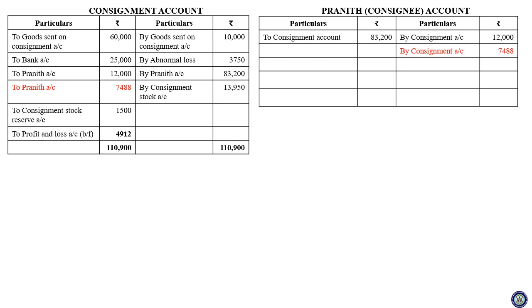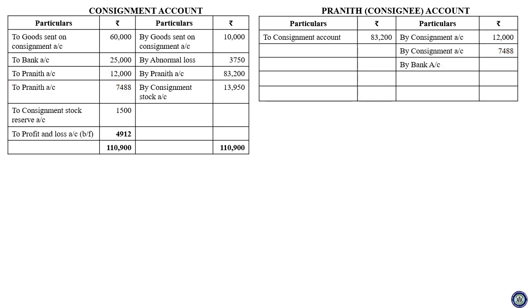So in this problem, there is no bill drawn on the consignee, so the bills receivable entry will not come. So the balancing figure is transferred to bank account. Balancing figure, bank, you have to pay the money by bank account. The net amount 83,200, and the net figure you get is 63,712, that you have to pay to the consignor. So the entry is bank account debit to Pranit.